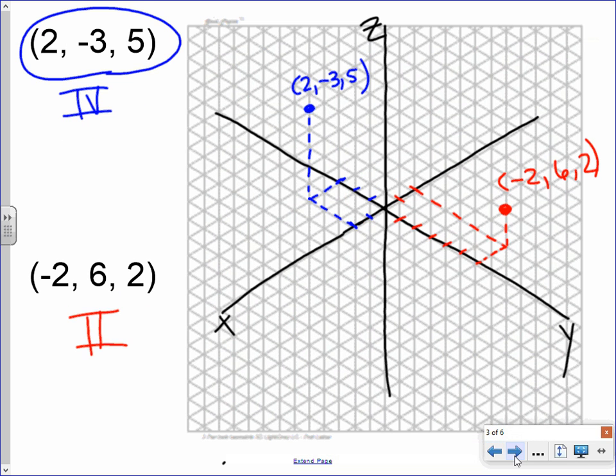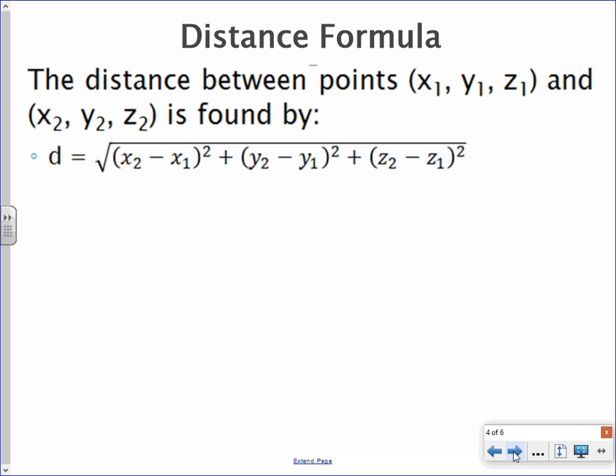Okay, so then let's talk about distance. The distance formula for 3 dimensions does not look much different than that in 2 dimensions. All we do is add in a z minus z squared underneath the radical.